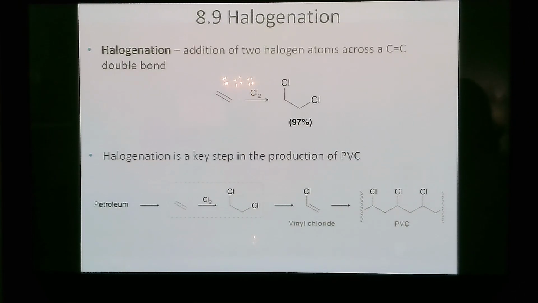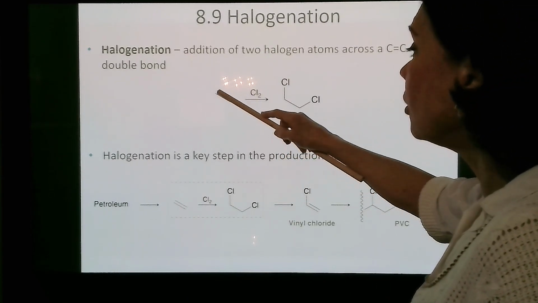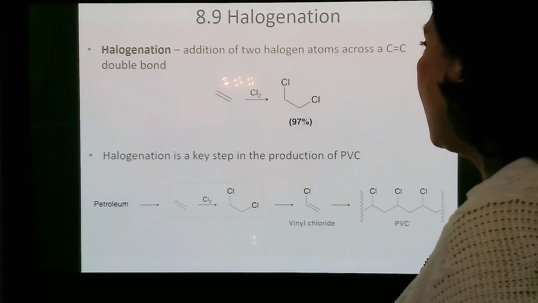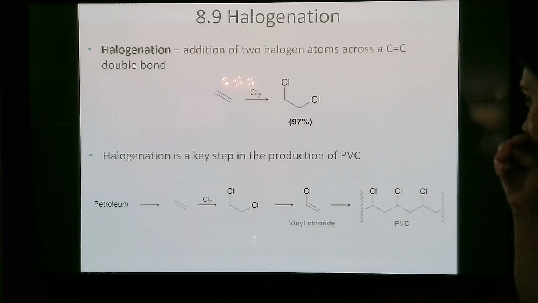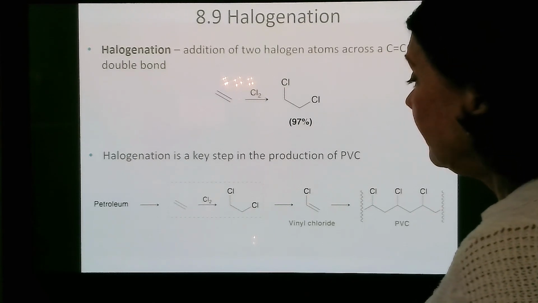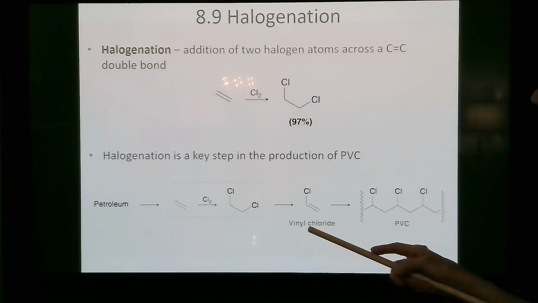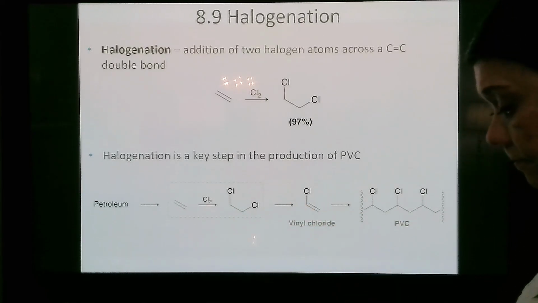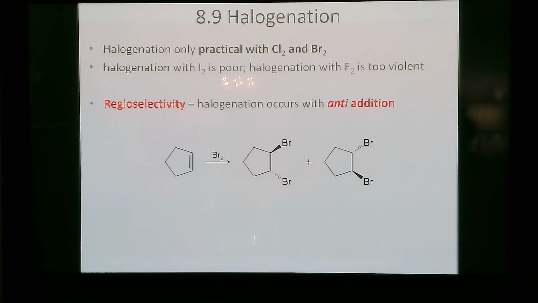Halogenation. So halogenation is the addition of a dihalide across a double bond. Chlorine and bromine mostly are observed. Bromination is most common, I think, and it's a key step in the production of polyvinyl chloride, PVC. But it's a very common reaction, and it's been studied a lot. Here, you get anti-addition in this reaction.